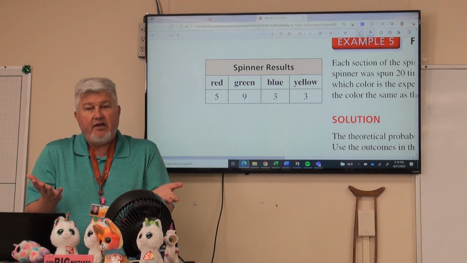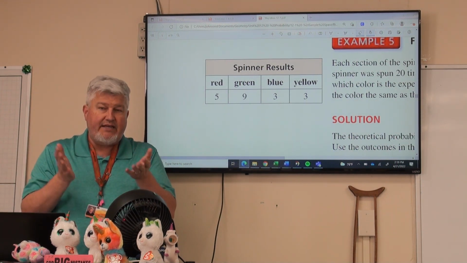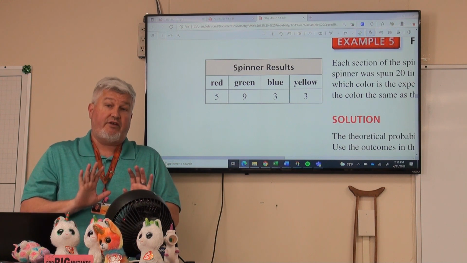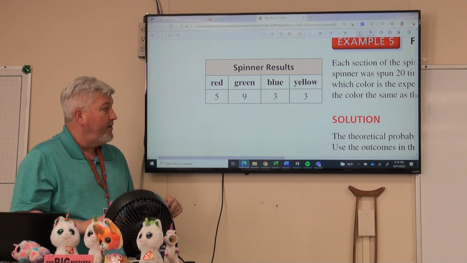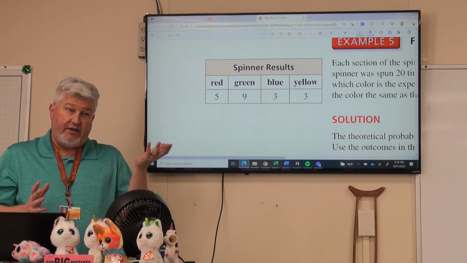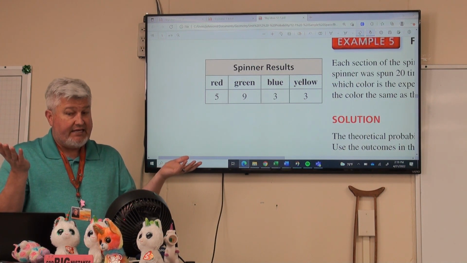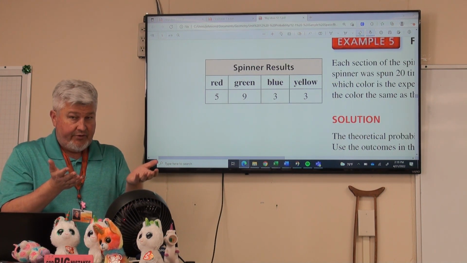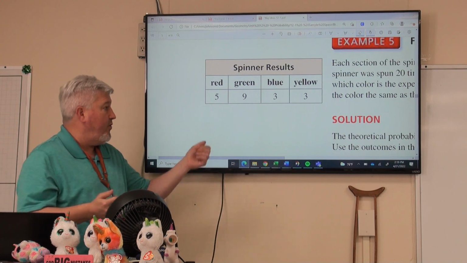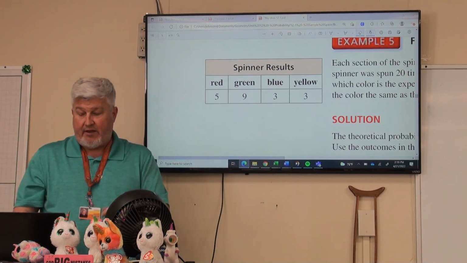This is how life works. Theoretical probabilities do not predict the exact outcomes of things. They just help you understand where you should see things trend. Which of those is the one where the experimental and the theoretical matched up together? Red. We predicted it would be 5, and red indeed was 5. It's the only one that came out that way.